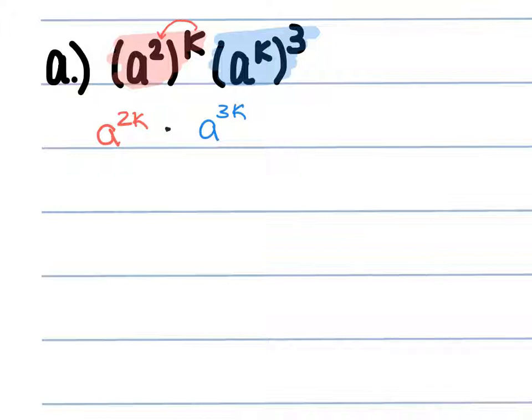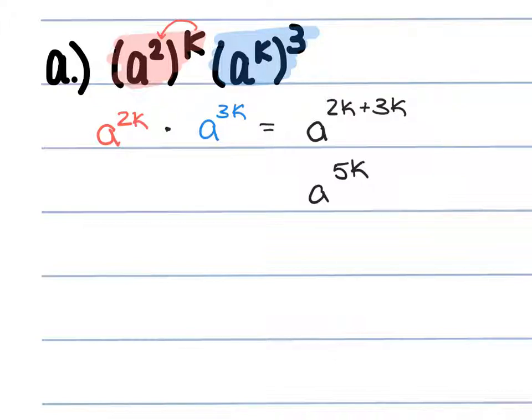Okay, well, we still have more work we can do. We can actually multiply these. When I multiply these together, what happens? What adds together? Okay, so we get a to the 2k plus 3k, which becomes a to the what? 5k. That's exactly the steps that need to happen on here.